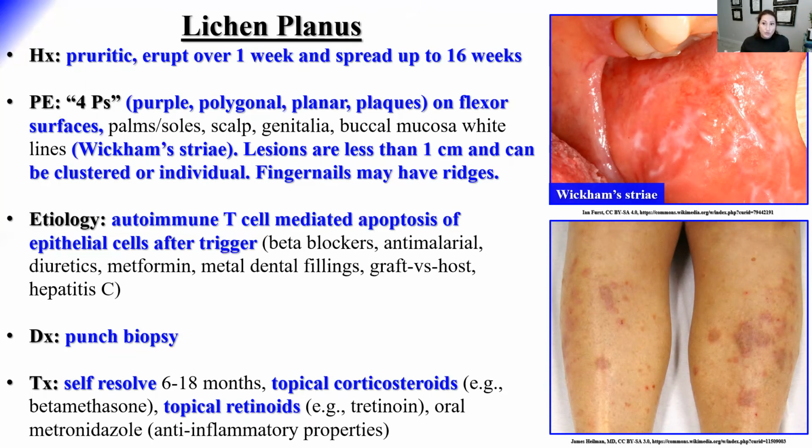And there are some known triggers that we are aware of for this. Beta blockers, medications for blood pressure, anti-malarial medications, diuretics, metformin for diabetes, metal dental fillings, graft versus host disease, and hepatitis C are all known triggers for lichen planus. We diagnose this if we're not sure with a punch biopsy. This can take a while to self-resolve, 6 to 18 months.